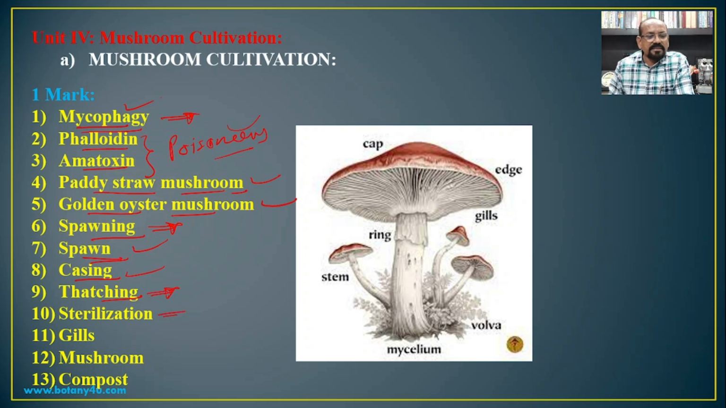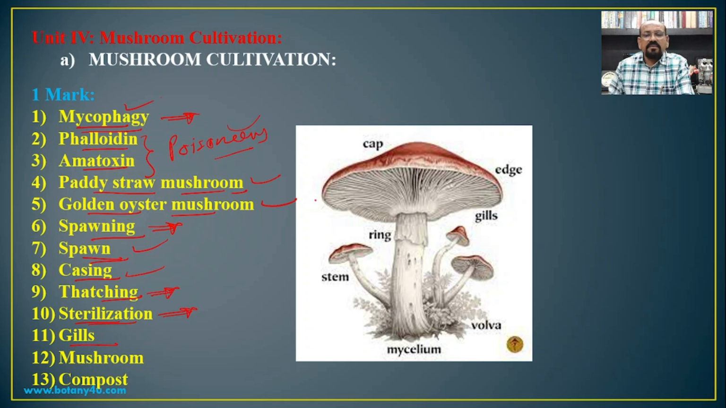Then sterilization. During this process of mushroom cultivation, there is need to maintain sterile conditions so that there may not be any bacterial or viral diseases on the mushrooms, and hence there is use of the method of sterilization to kill the microbes on the different materials that are used in mushroom cultivation.